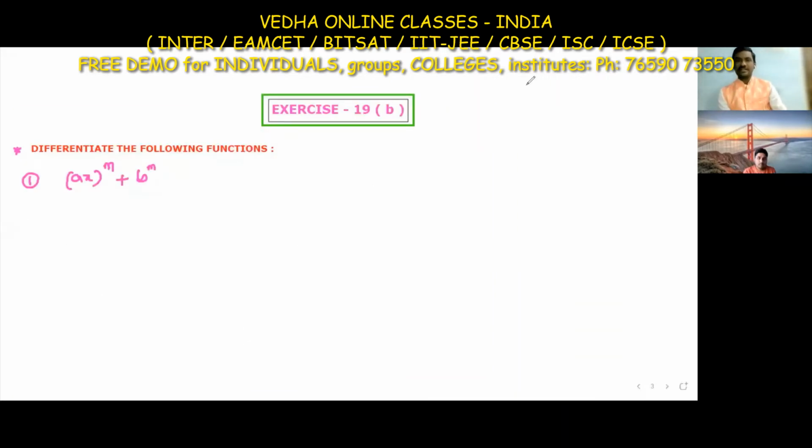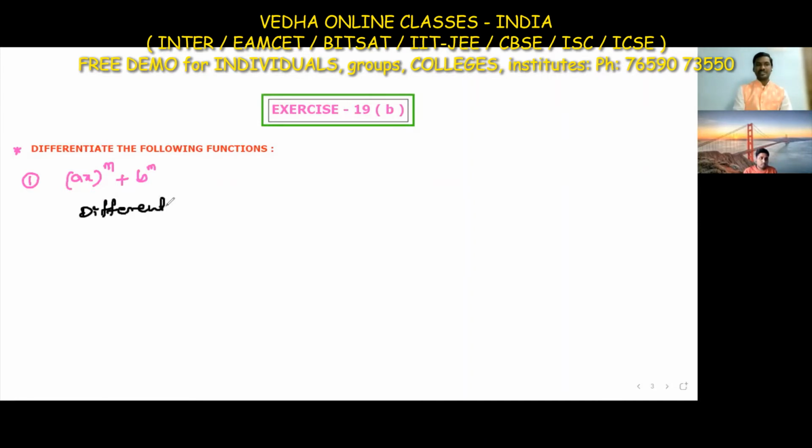So exercise 19b. Differentiate the following functions. The first question is (ax)^m + b^n. Now I am differentiating the function here. So the given function is (ax)^m + b^n. I am differentiating with respect to x now.